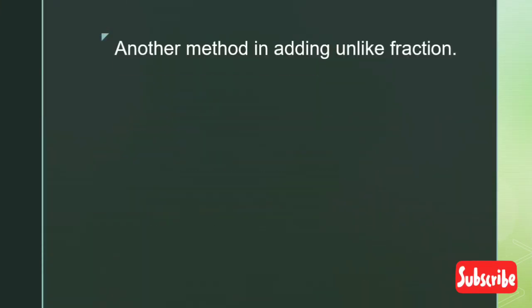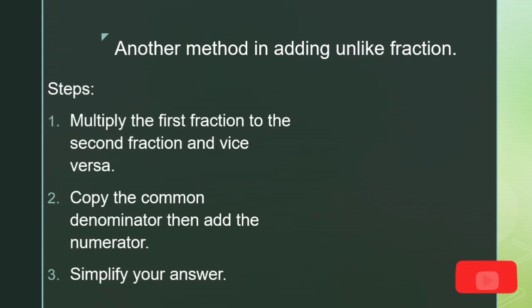Okay, I guess this one is a bit easier. So, there's another way. First, we have to multiply the first fraction into the second fraction and vice versa. The denominator by the denominator. And copy the common denominator, then add the numerators, and then simplify your answer. So, gaya niya, paulit-ulit tayo, simplify your answer kapag possible lang po. For example, 2/5 plus 1/2.